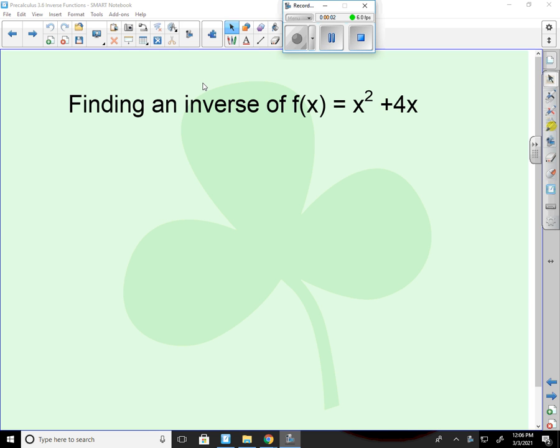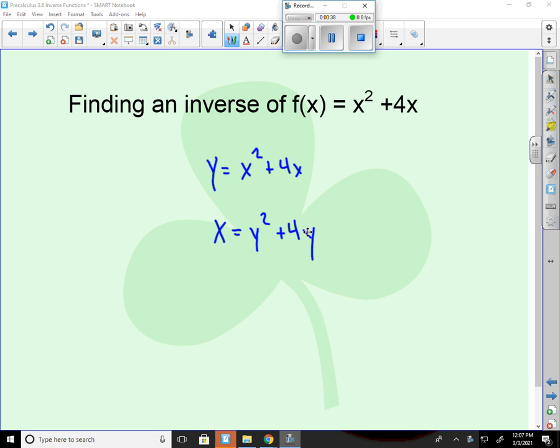Okay, welcome back. Picking up where we left off yesterday, we are going to find the inverse of this function. If you remember from yesterday, our first step is to write it in y, replace the f of x with the y. Y equals x squared plus 4x. Step 2 is to exchange the x's and y's. So that becomes x equals y squared plus 4y. You have to replace both x's with a y.